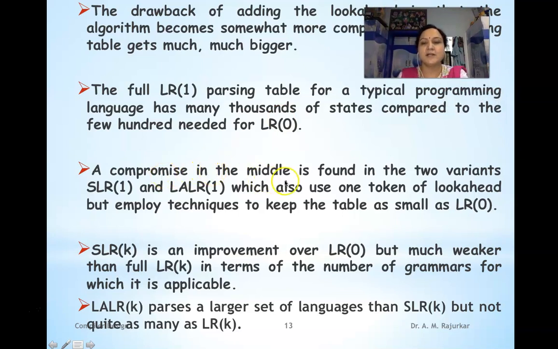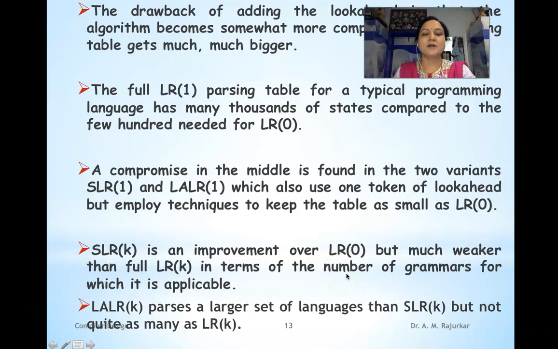So a compromise in the middle between SLR(1) and LR(1) is found in the LALR. This LALR can also use one token of look ahead, but it employs a technique to keep the table as small as LR(0). So the advantage of LALR(1) is that its power is more than SLR(1) while its table size is equal to SLR(1), whereas the full LR(1) parsing table size is large. So SLR(k) is an improvement over LR(0) but much weaker than full LR(k) in terms of the number of grammars for which it is applicable.